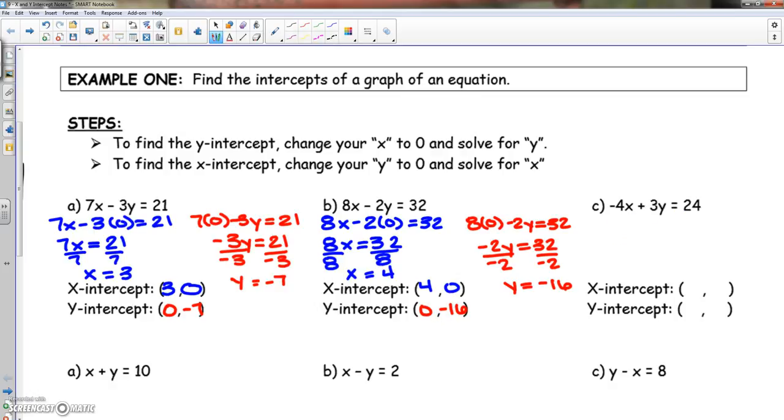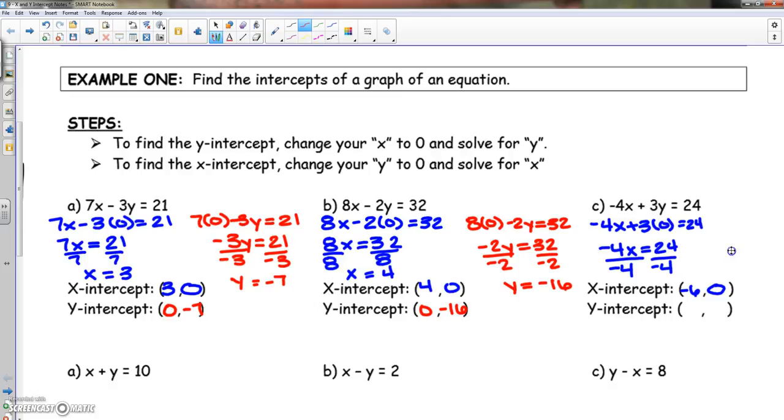Over here we have negative 4x plus 3y equals 24. So I want to get my x-intercept, which means I need to plug in a 0 for y first. So negative 4x plus 3 times 0 is going to equal 24. The 3 and the 0 are going to disappear because 0 times anything is 0. So I'm left with negative 4x equals 24. Divide both sides by negative 4 to get x by itself, and I'm going to find that my x-intercept is going to be negative 6, 0.